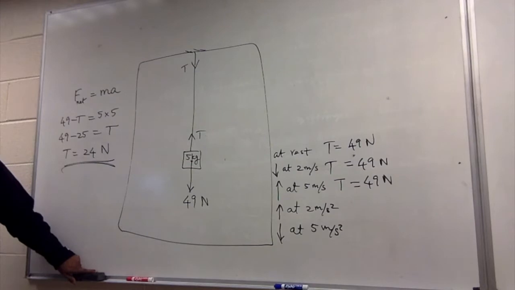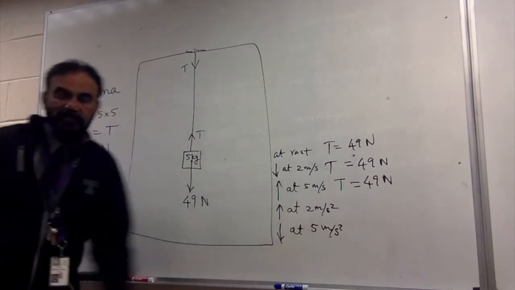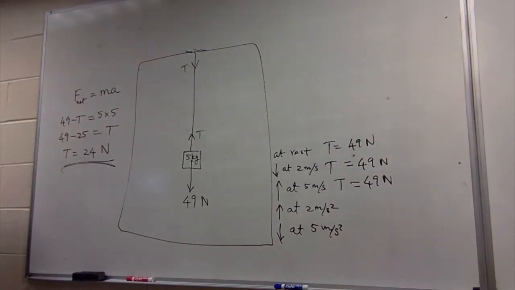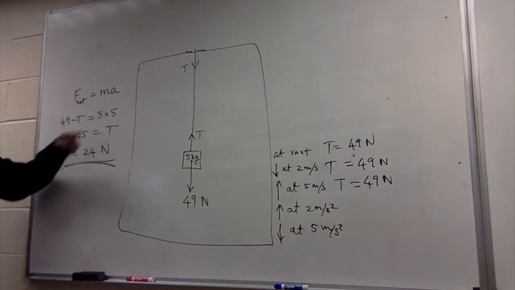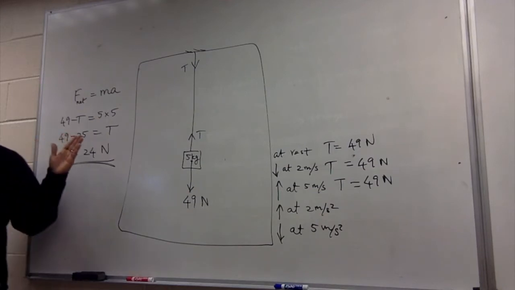Any questions on this? So you can see in an elevator, these are the situations. Where does the other 5 come from besides the 5 kilograms? 5 is the mass, 5 is the acceleration. Oh, the acceleration. The acceleration is 5, and that's a mass 5. So you can see how the equation is set up.